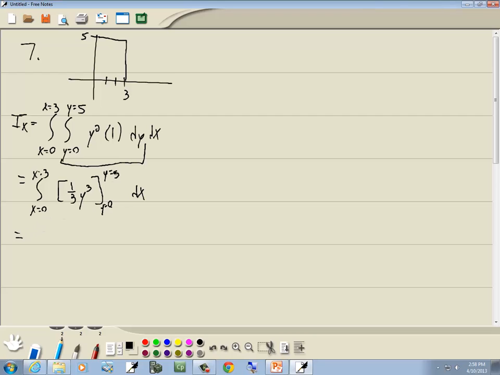And now I'll save some steps here. We're plugging 5 in for the y and 0 in for the y, and 1/3 I can put out in front. So this is going to give us x equals 0 to x equals 3, 5 to the third is 125, dx. Now I can put that clear out in front. So we've got 125 over 3, and then the integral, since there's nothing left in here, is just x from 0 to 3. Which gives us 125 over 3 times 3 minus 0, which gives us 125.